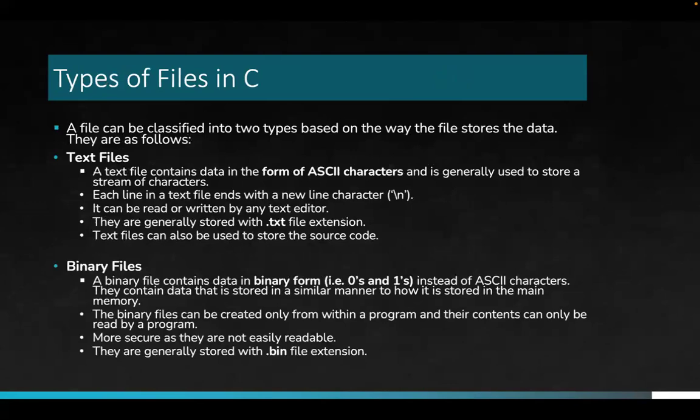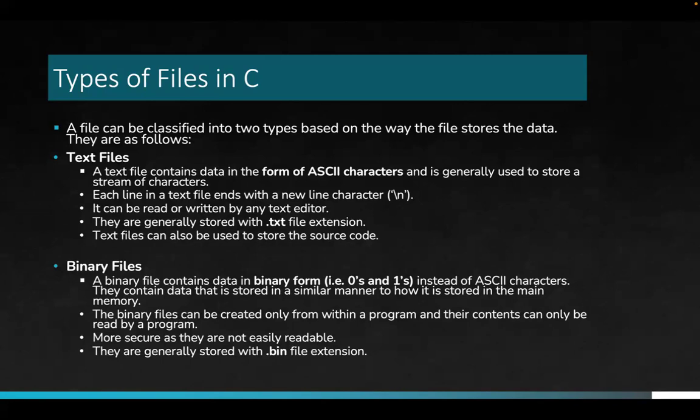Let's see how many types there are, as I said. File handling in C works with two types of files, text files and binary files. These files are classified with respect to how the data is stored. One is a text file. Let's see what it is and how it can be accessed. A text file contains data in the form of ASCII characters. So every character inside this text file is considered an ASCII character.